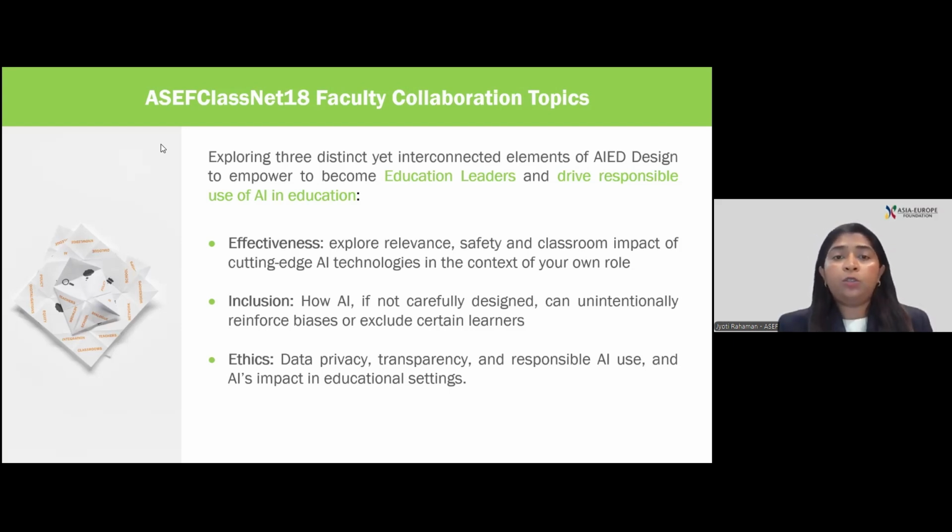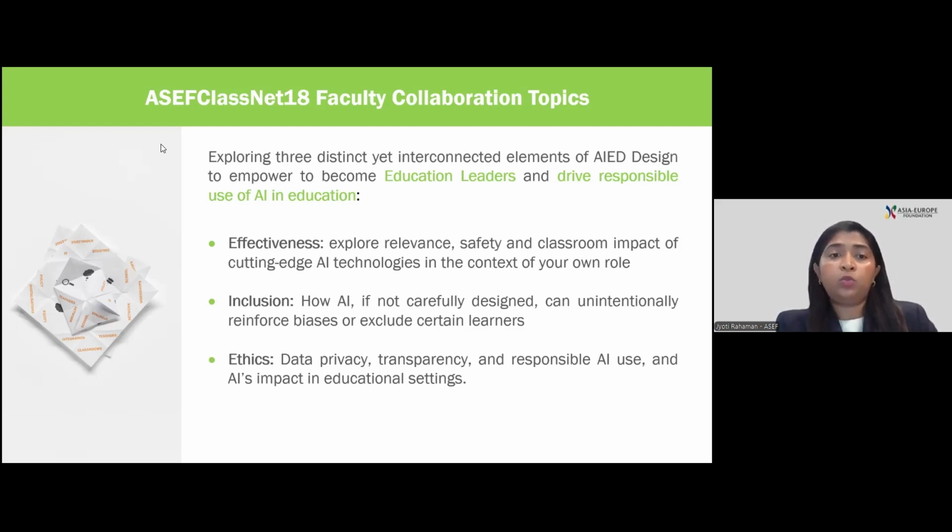For inclusion, we highly encourage you to focus on how, if stakeholders and users are not careful, AI can unintentionally reinforce biases and exclude certain learners. And most importantly, ethics is very important for us. We also believe that for meaningful AI and education innovation, ethics is absolutely crucial.